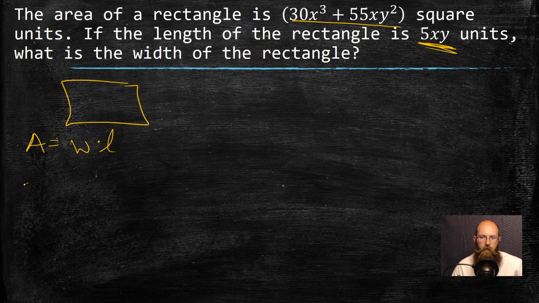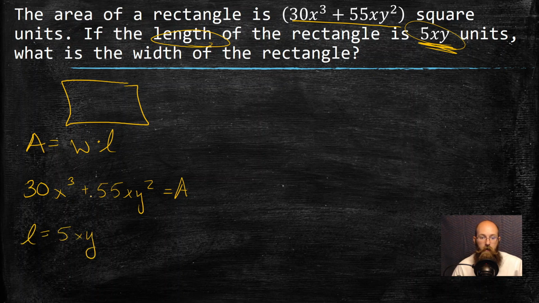So I know that 30x cubed plus 55xy squared equals my area. And they told me length is 5xy, so I know L equals 5xy. Let's plug that into my formula for area and see what we get. So I know my area is this.